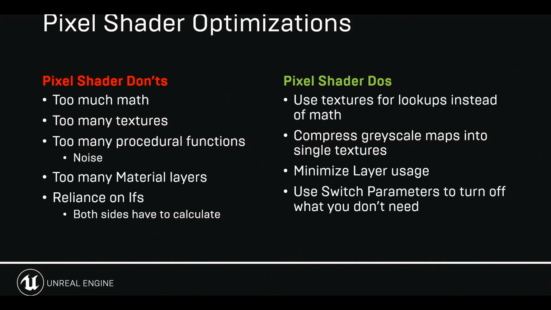Pixel shader good ideas, do's, things you should be doing. Use texture lookups instead of using math if you can get away with it. Anything that you can bake out into something like a lookup table, you should be doing that. Compress grayscale maps into single textures, so you can stick a grayscale map into each channel of RGB and A. You'll see we do this a whole lot in the engine. Minimize your layer usage. Don't use any more than you absolutely have to.